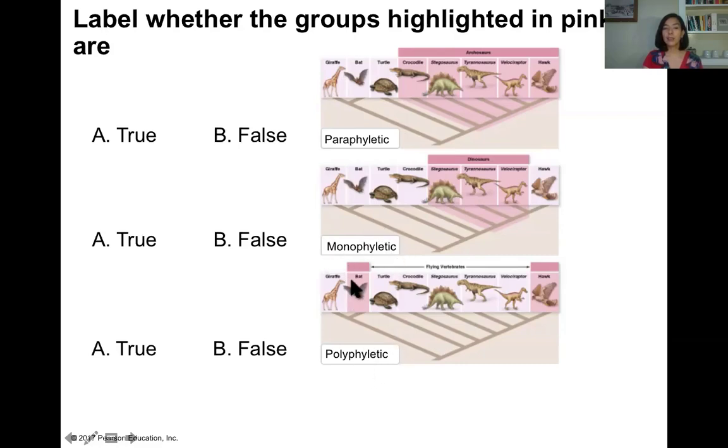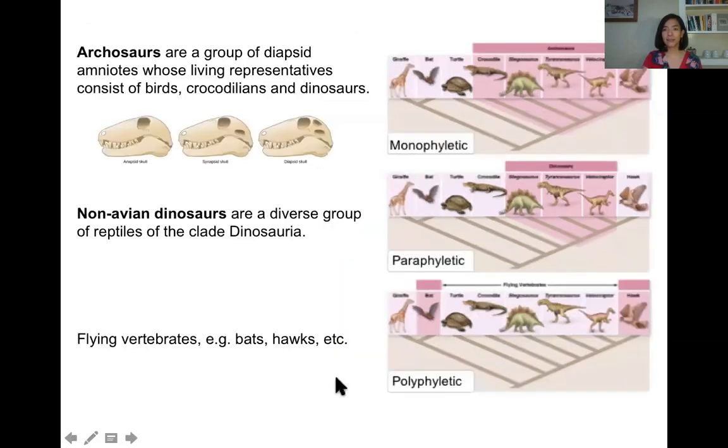Now, is this group in pink, the bats and hawks, these flying animals or flying vertebrates, polyphyletic? Yes, they are polyphyletic. They include the descendants, but not the most recent common ancestor of these two groups. The most recent common ancestor is right here, and the other one is right here for bats. So, no, they are not monophyletic. They are polyphyletic. So, they are examples of artificial groups.